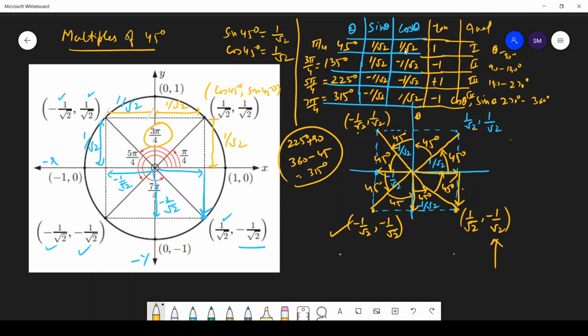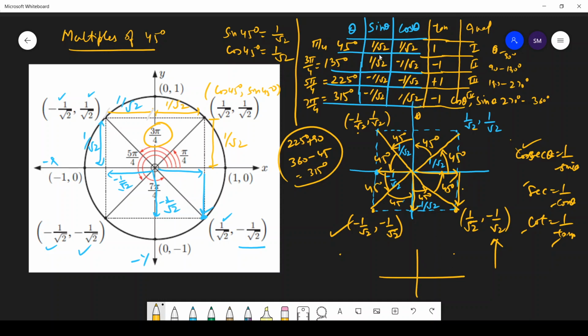So in the first quadrant, tell me all these values, and you know that cosecant theta is 1 by sine theta, secant is 1 by cos theta, and cot is 1 by tan theta. So it means cosecant and sine have the same sign, secant and cos are the same, cot and tan are the same.